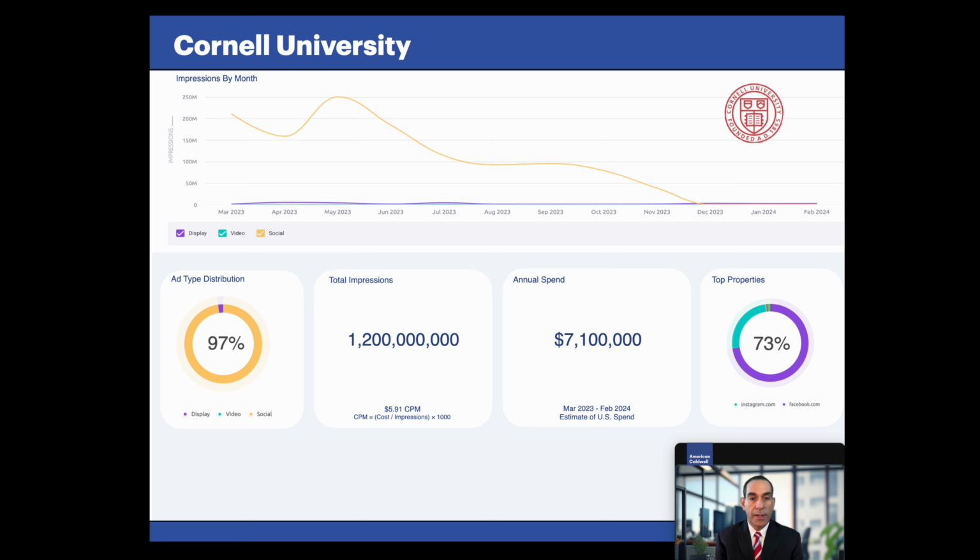I forgot to mention that in the Oxford spend, that was specific to the UK. So those were ads that were shown by Oxford in the UK. So back to Cornell, the CPM, as you can see here, $5.91, and then 73% of the ads are being shown on Facebook, with the next largest chunk being on Instagram.